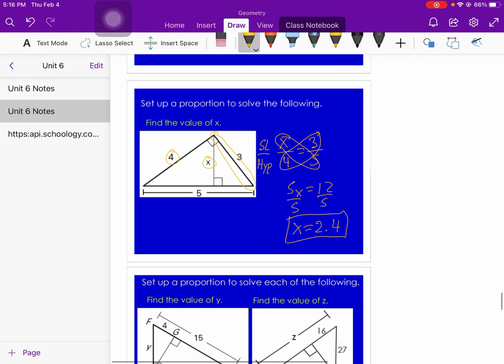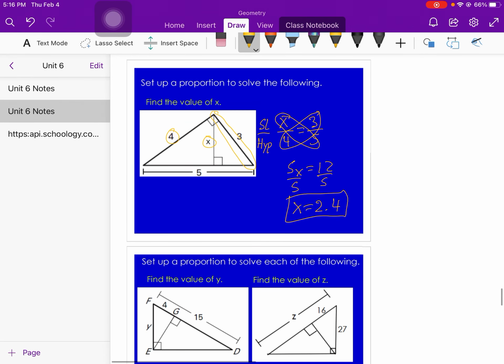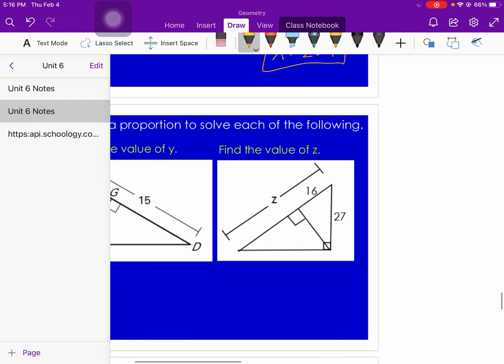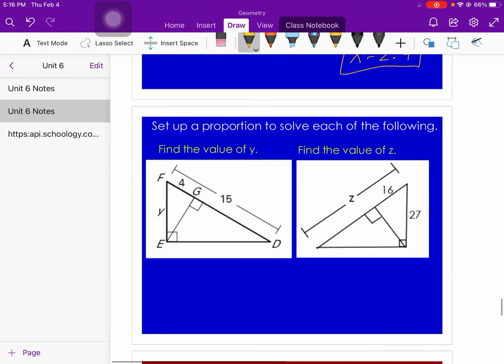Now we actually could have set up other ways for that one, but that's just one way to do it. Okay, we're going to try a couple more here, and then we're going to call it for this one because we're going to have a day 2 of this. Set up a proportion to solve each of the following. So this time, look for what y represents. Y is both the short leg of the big triangle and it is the hypotenuse of the small triangle.